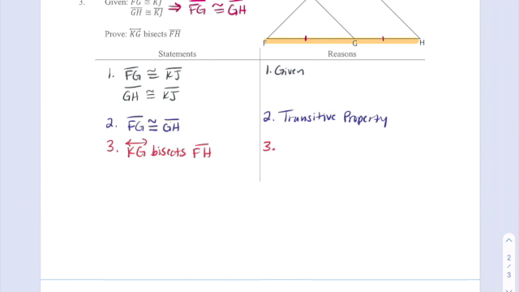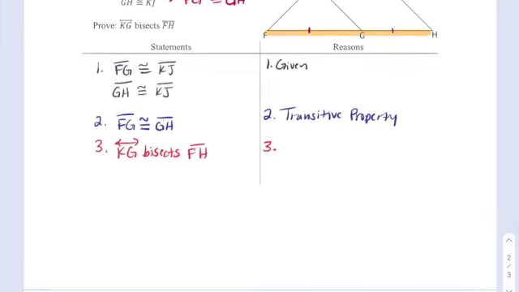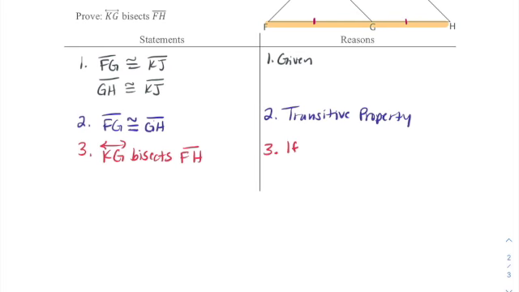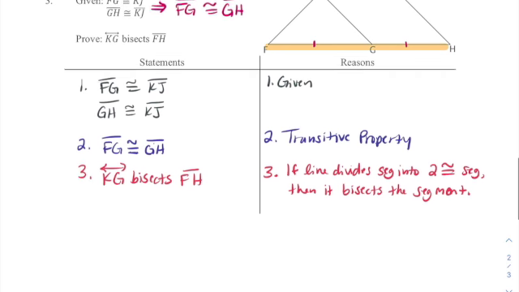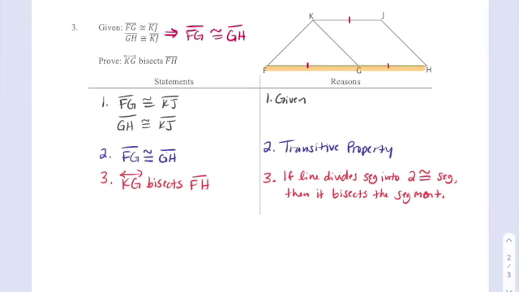And here, we are going back to what it means for a segment to be bisected. This is the definition. If you're unsure how to state this, look back to that definitions card. If a line divides a segment into 2 congruent segments, then it bisects the segment. So that is our 3rd example.